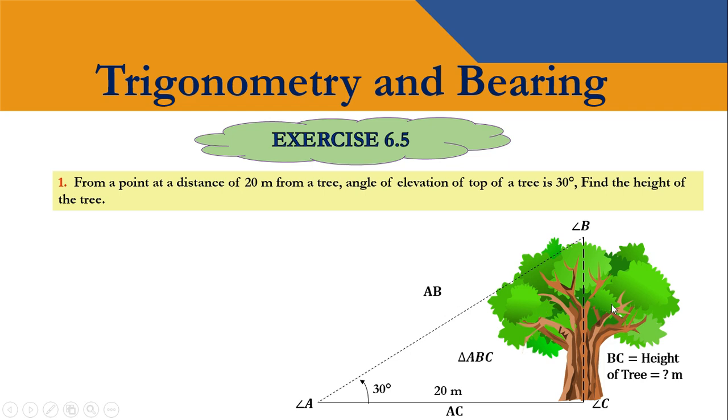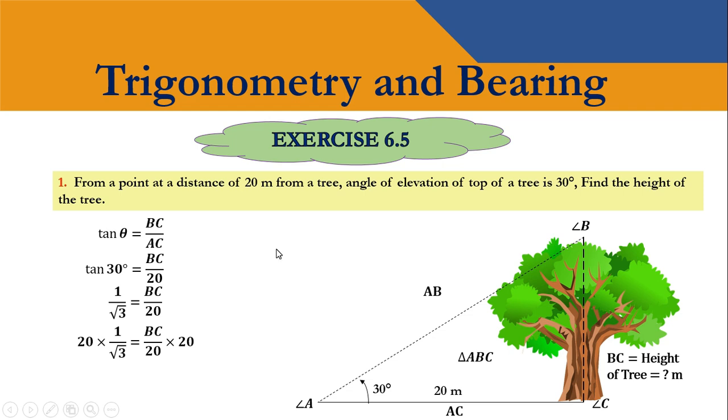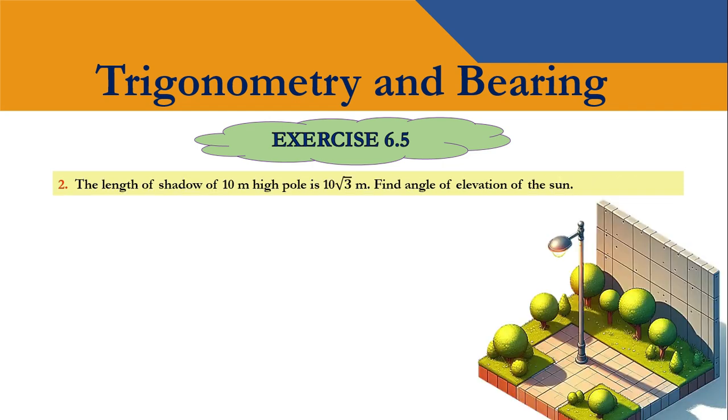So we use tan theta because tan theta is equal to the perpendicular divided by base. So putting the value of angle and the base, and after doing some mathematical work, we will get the height of the tree, which is 11.55 meters. Now moving on to question number 2: the length of the shadow of a 10 meter high pole is 10 under root 3 meters. We need to find the angle of elevation of the sun which is causing that shadow.